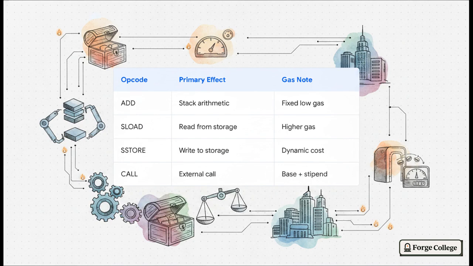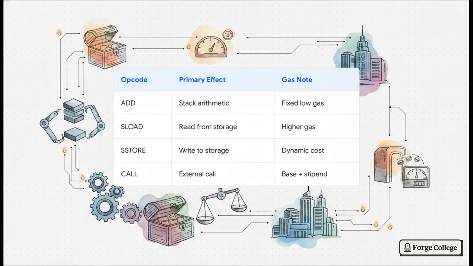Well, in our execution ledger, we have basic opcodes like ADD, which handles simple stack arithmetic and costs a fixed, very low amount of gas. Nice and cheap. Then we have SLOAD, which reads from storage. Now this one costs more, but it dynamically becomes cheaper if the storage slot is already considered warm, meaning it was recently accessed. SSTORE writes to storage and has a wildly dynamic cost depending on exactly what you're writing. And then there's CALL, which reaches out to external contracts, and that charges a base gas fee plus a stipend.